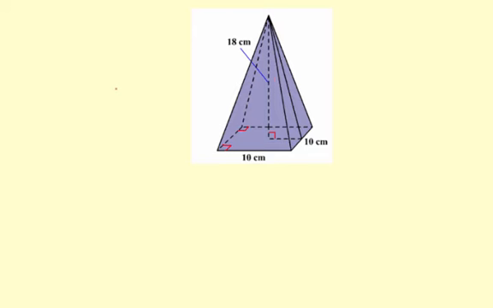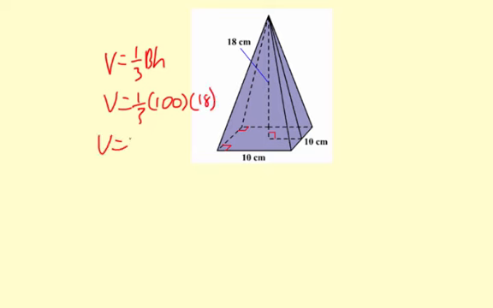So what you can do is you could say that the volume is 1/3 area of the base times the height. That's all there is to it. So the volume of this guy is 1/3. The area of the base, 10 times 10 is 100, so I'm just going to put 100. And then times the height, which is 18.